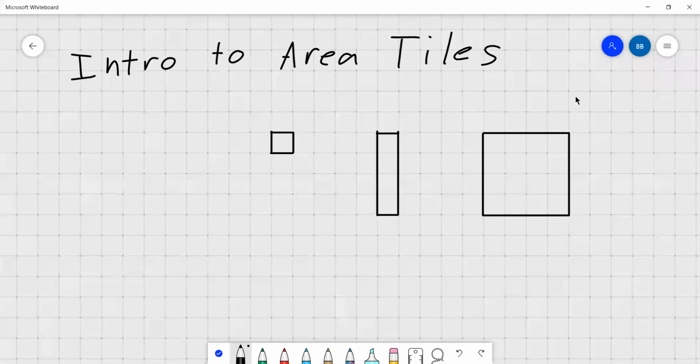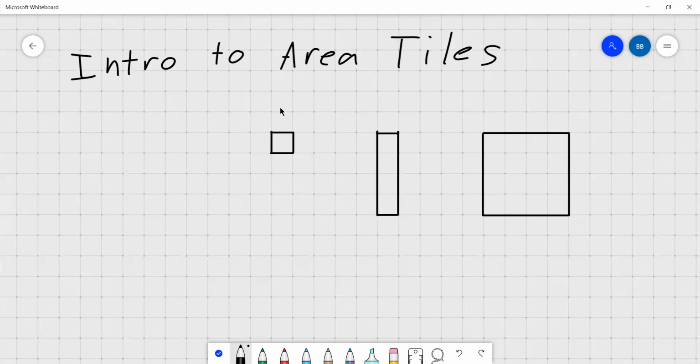Hello students, welcome back. Today we will be looking at a brand new topic that will help us in multiplying polynomials. So these are what are called area tiles. Now what are area tiles? Well, let's look at each individual shape.